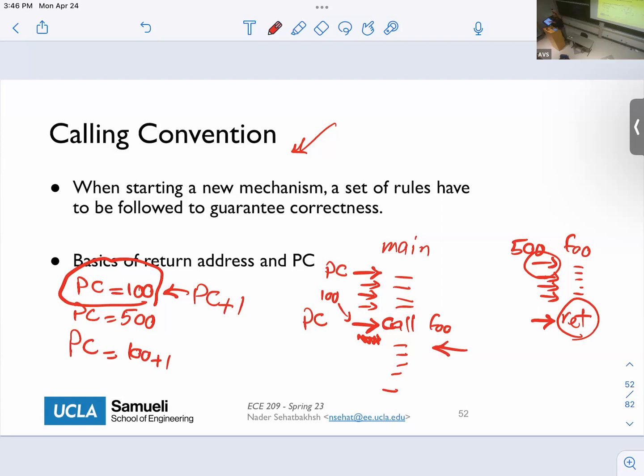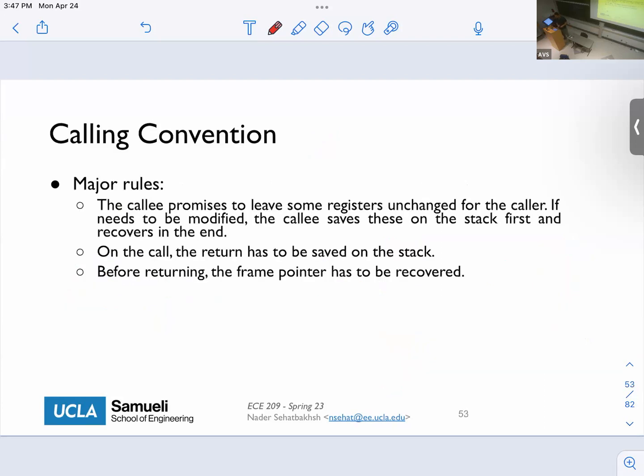Everything else is already stored in my program memory. So when I reach here, I'm jumping into here and start executing this. When I reach the return, I'm going to just jump back into this. All right, so that's the normal execution.